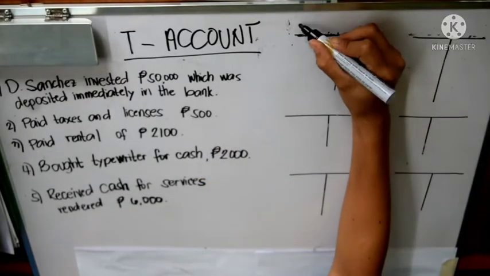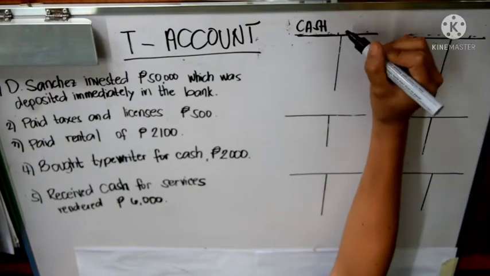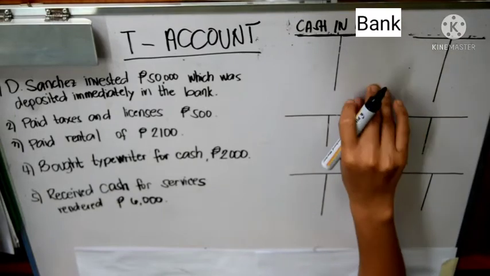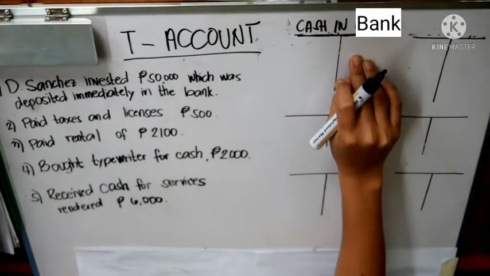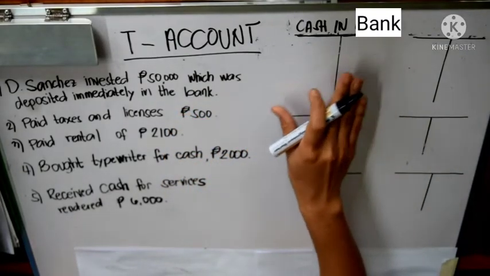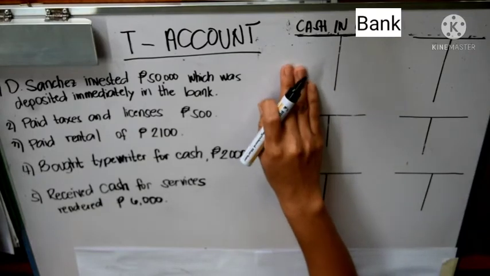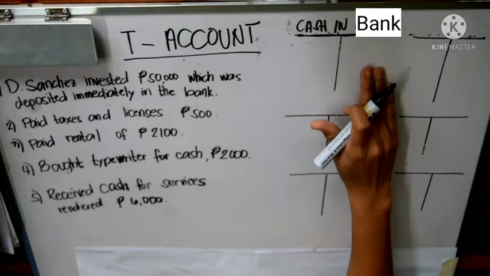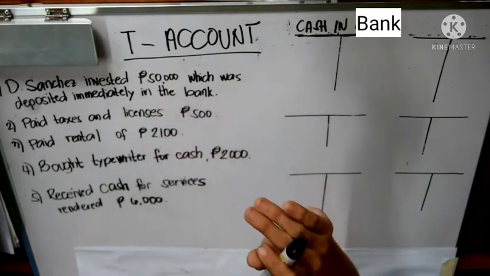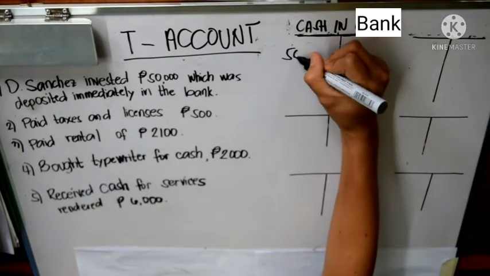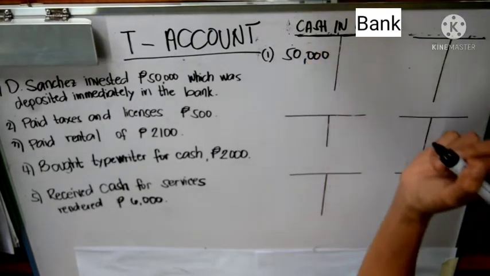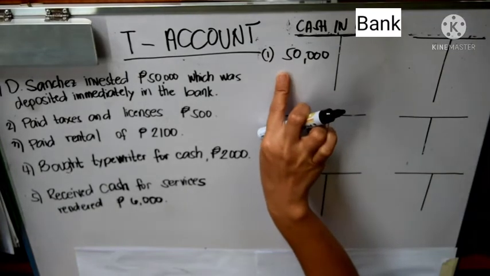So, we write our account title on top of our T account. So, always remember that a T account must always have an account title on the top, okay? So, 50,000 pesos debit. Yung debit side ng ating T account is on the left-hand side. And then, yung credit side is on the right-hand side. So, dahil nakatanggap tayo ng 50,000 pesos, we debit 50,000 pesos.